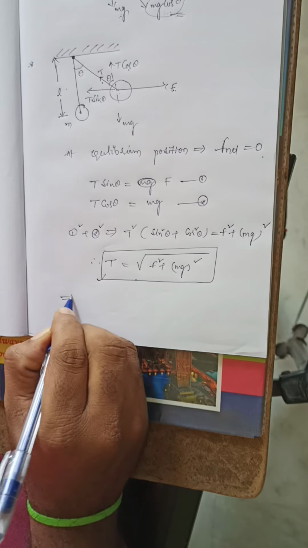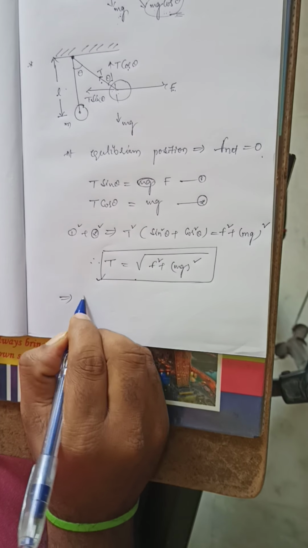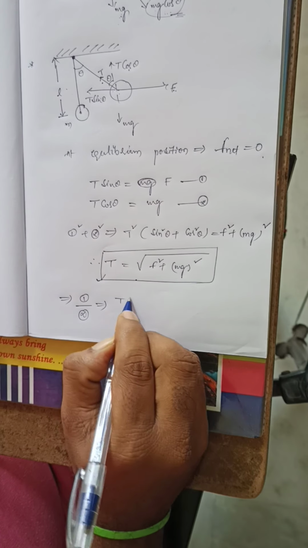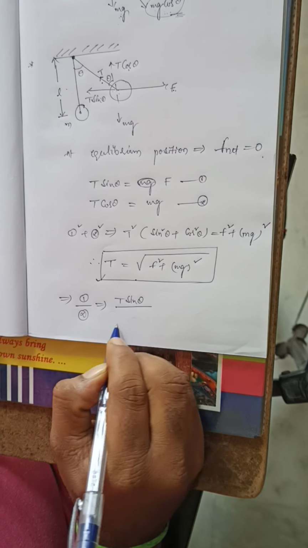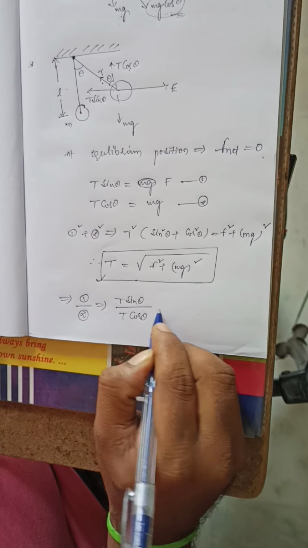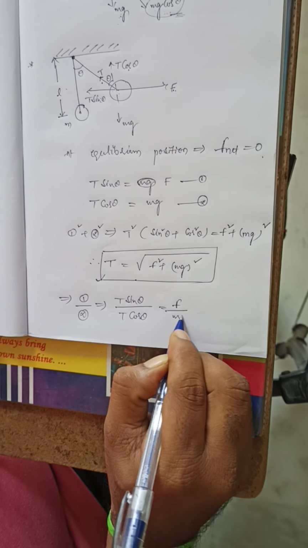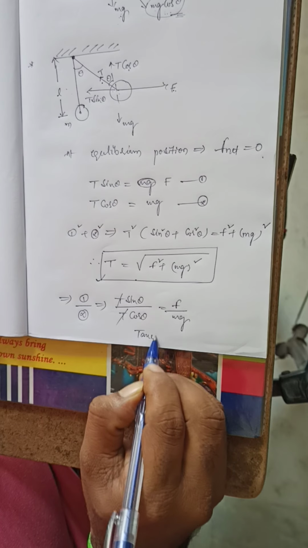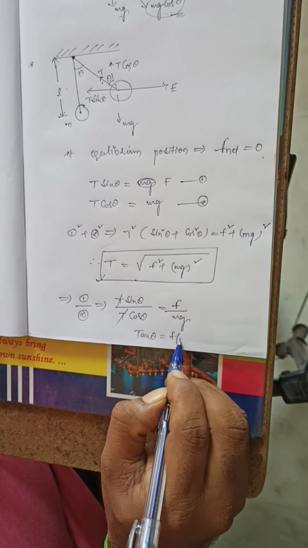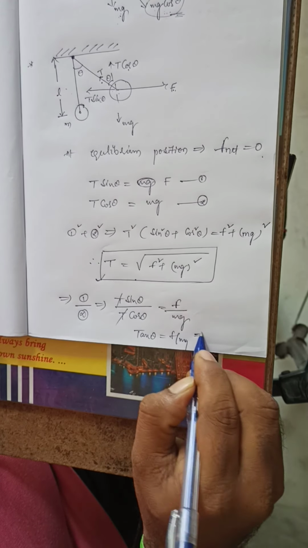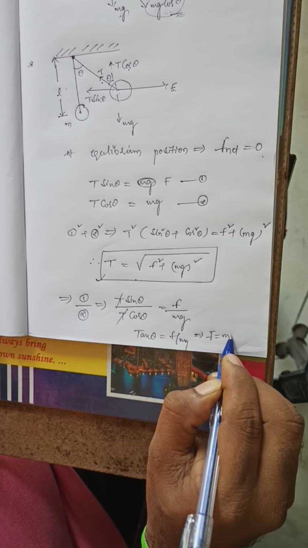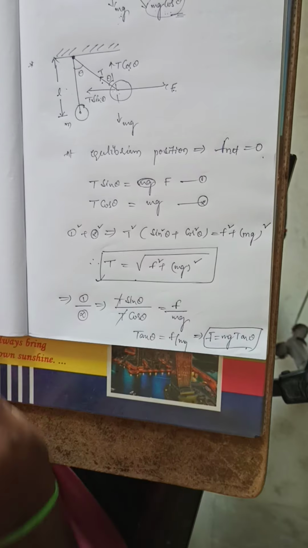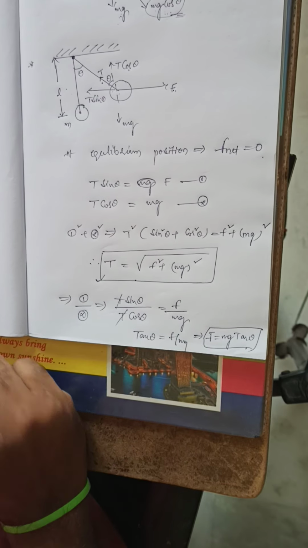If the question is like that, then equation number 1 by 2 will be equal to T sin theta by T cos theta, that is equal to F by mg. Therefore T will be cancelled, therefore tan theta is equal to F by mg. So now F is equal to mg tan theta. This is the applied force.